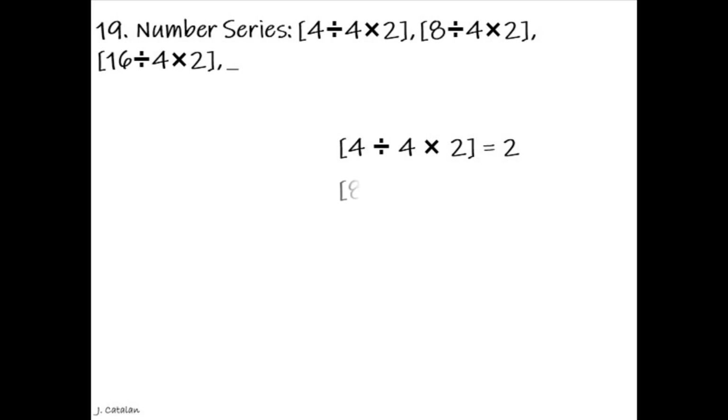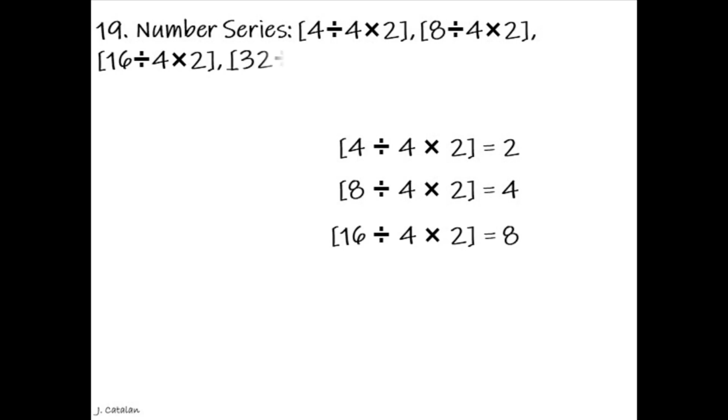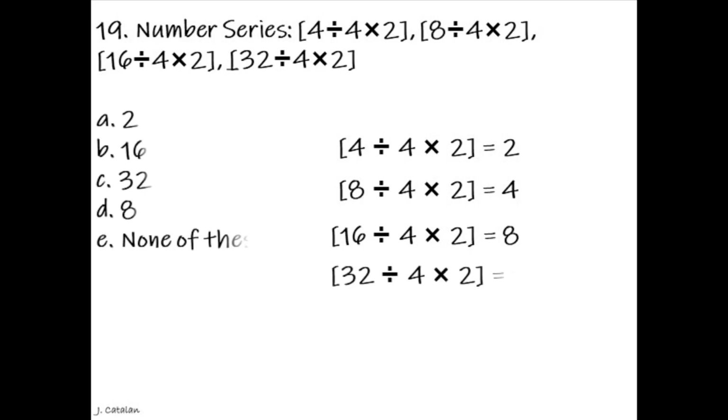The result of 8 divided by 4 times 2 is 4. The result of 16 divided by 4 times 2 is 8. Probably the next number in the series is 32 divided by 4 times 2. Unfortunately, it is not in the options, but this is equal to 16. 16 is the next number in the series.